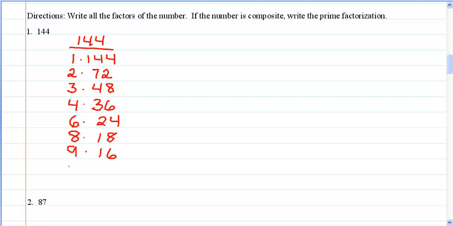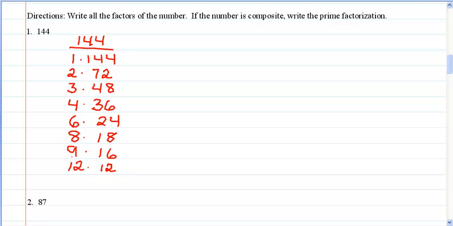10 will not work because the number does not end in 0. And 11 doesn't work because in a 3-digit number, you want the middle number to be the sum of the two outer numbers. And that brings us to 12, which we should know that 12 times 12 is 144. So my list is finished because I've gotten to a perfect square.